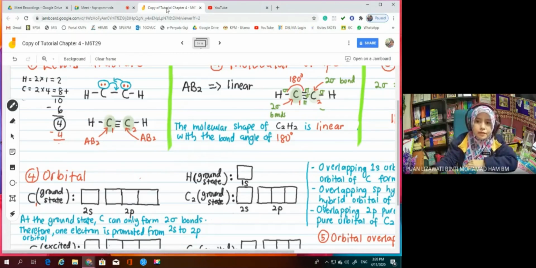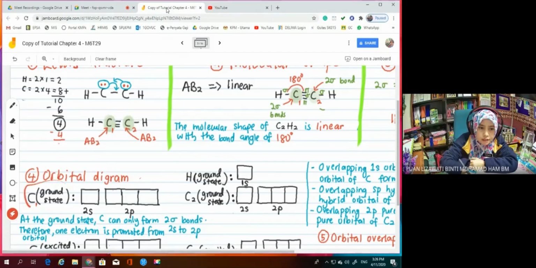Right, so step number 4. You have to write the orbital diagram. First, you have to draw the ground state for carbon 1 and also carbon 2. And then we know that the center atom carbon has 4 valence electrons.